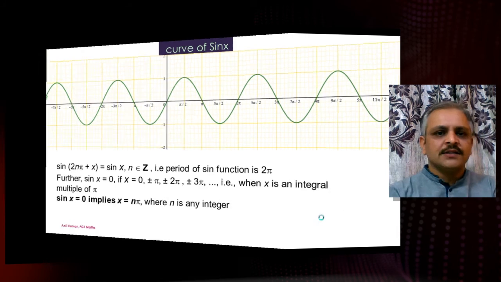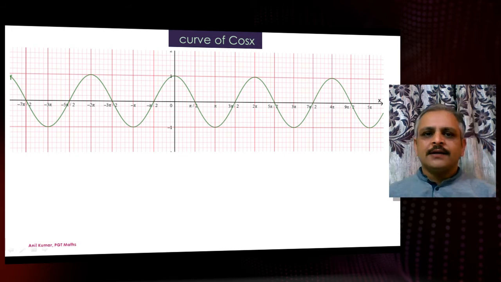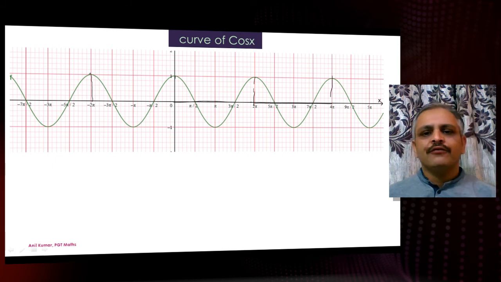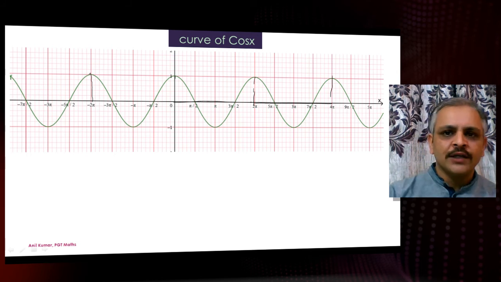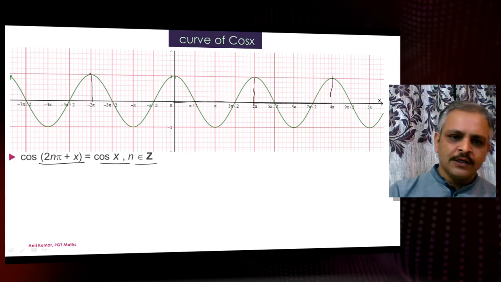So let's check about cos x. So this is the curve of cos x. And in cos x, we see that it is also the same way as sine was: at the interval of 2 pi, it will start repeating itself. So everywhere, if I make the branches of 2 pi, it will start repeating itself. Similarly, this side also we can check. So at every 2 pi, the curve will start repeating itself. So cos x will also have a period of 2 pi. So cos of 2n pi plus x will be equal to cos x, where n belongs to integers.